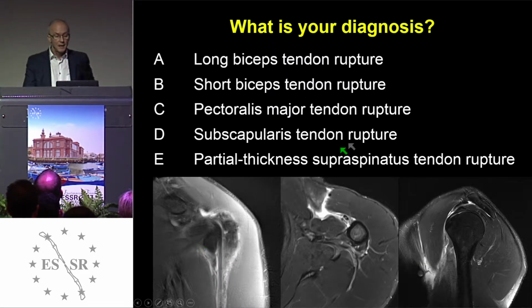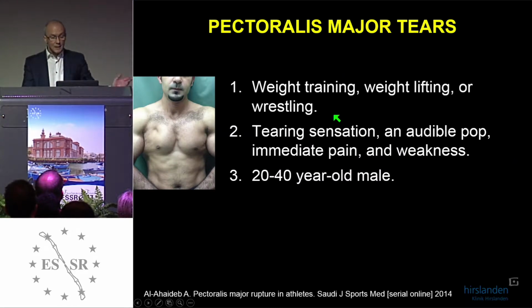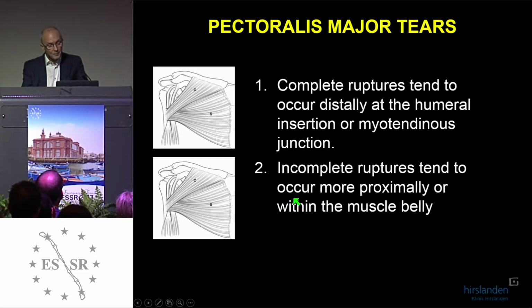I asked about all the differential diagnoses, but finally it was a pectoralis major tendon rupture. Clinically, as already said, these are patients with weight training, weightlifting or wrestling. The patients tell you that they hear when it is torn and it pops out, with immediate pain and weakness. Surgery is considered basically also for cosmetic reasons, as you see here. And typically they are males, younger males.